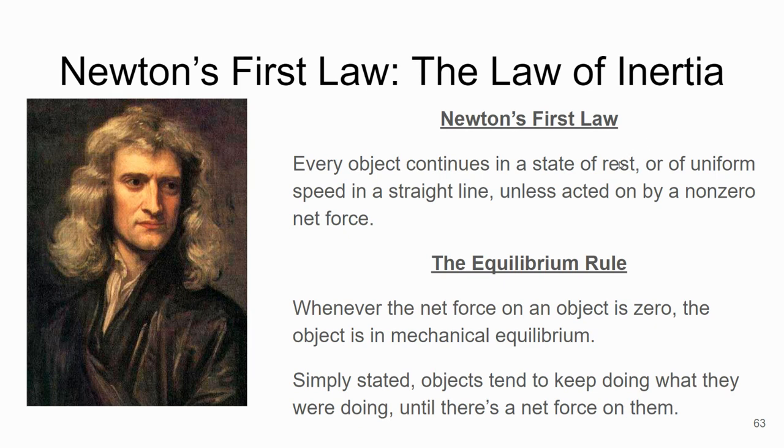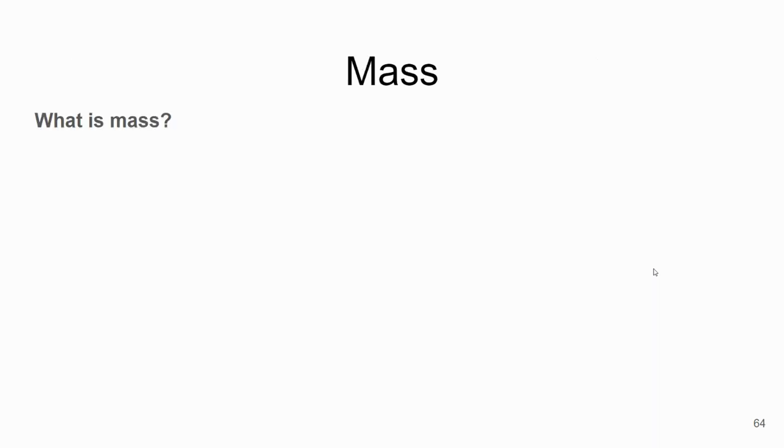So that's Newton's first law, which is exactly the same thing as the equilibrium rule that we learned earlier in this chapter. Whenever the net force on an object is zero, the object is in mechanical equilibrium, which means that its motion, or lack thereof, isn't going to change. Put more simply, objects tend to keep doing whatever they were doing until there's a net force on them, and then their motion or lack of motion will change.